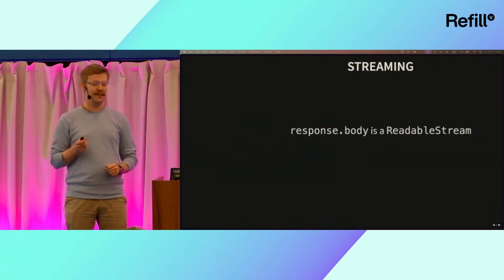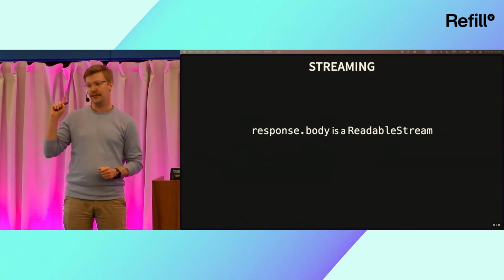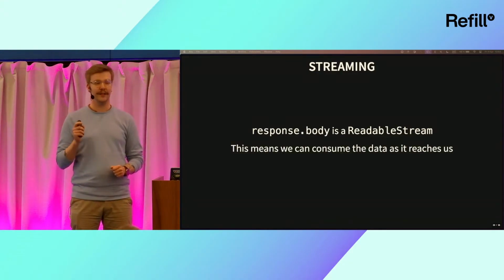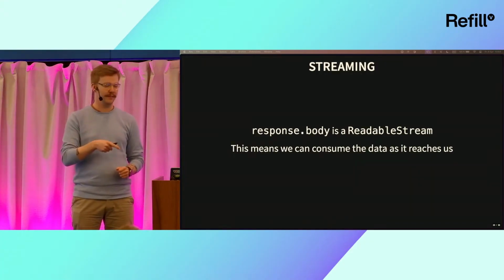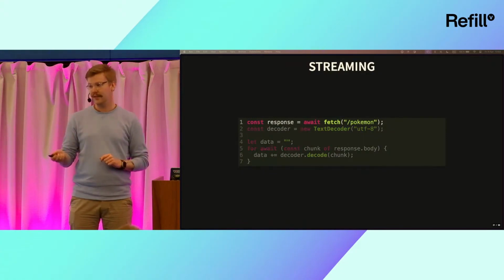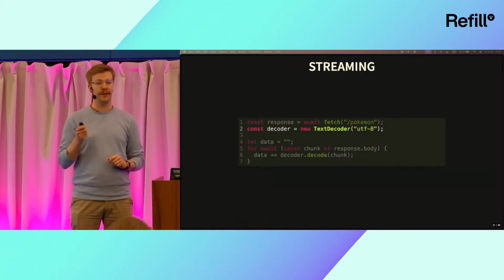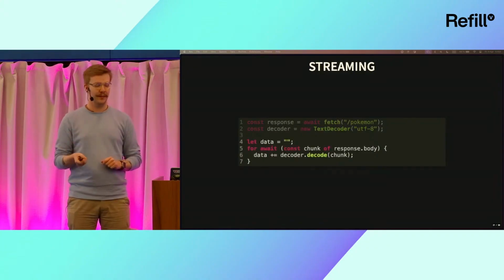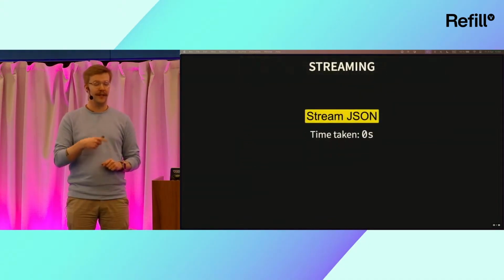Since the body of the response is a readable stream, and we get the response right away, we can consume the data from the stream directly. Now we're going to run these lines. First, get the response. Then we're going to make a text decoder, because when we read from the stream, we get binary data, and we have to turn that into text. Then every time we get a byte of data from the stream, we decode it as text and attach it to the string that we already have. And that looks like this.